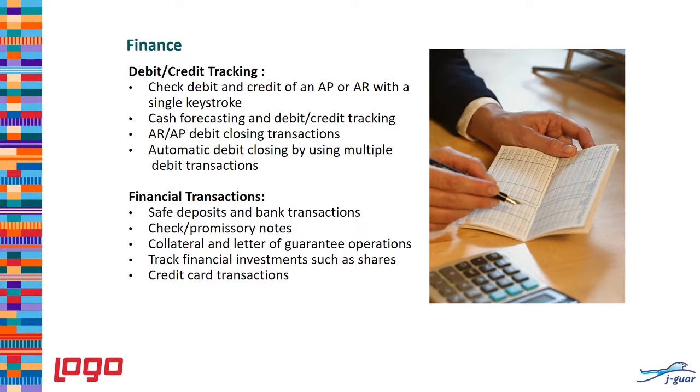Financial transactions that we talk about, you can have all the transactions available through safe deposits and banks, checks and promissory notes. You can have collateral, letter of guarantee. You can track financial investments as well inside the system. And with a lot of credit card and debit card transaction tracking, it can be done. Credit card tracking is again difficult because of the interest rates, because of the number of installments that can be done. So you can easily manage all of these inside the system, and you can see how much money and how much cash is pending outside and waiting.